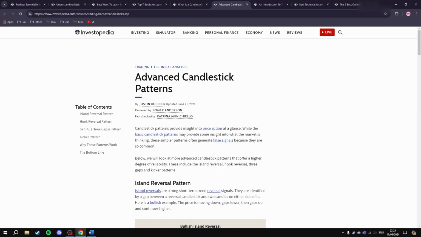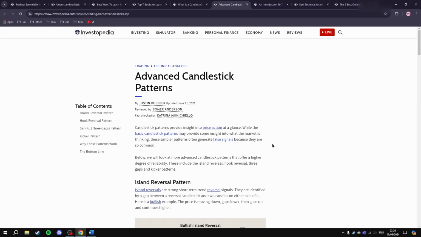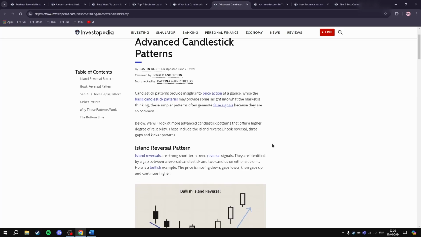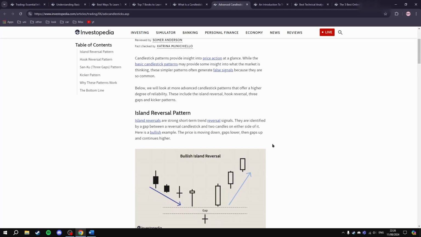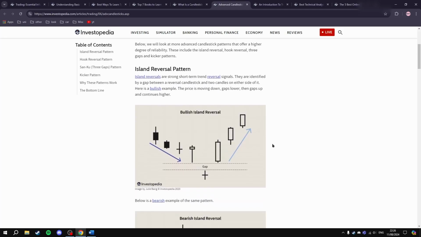Advanced Candlestick Patterns. Candlestick patterns provide insight into price action at a glance. While the basic candlestick patterns may provide some insight into what the market is thinking, these simpler patterns often generate false signals because they are so common. Below, we will look at more advanced candlestick patterns that offer a higher degree of reliability. These include the island reversal, hook reversal, three gaps, and kicker patterns.